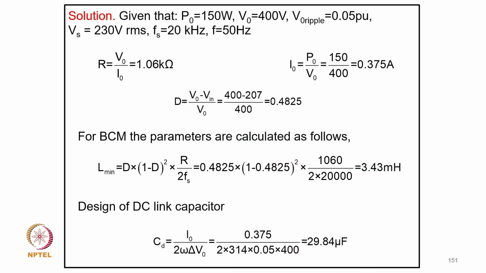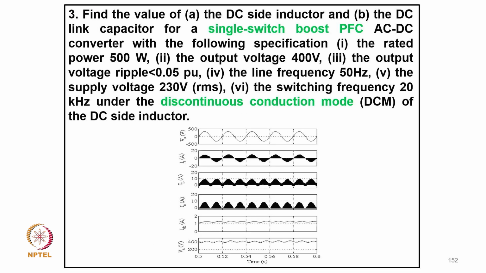So coming to the calculation, our equivalent load is Vo upon Io. It comes from the output, 400 squared divided by 150 watt, so it comes to 1.06 kilo ohm, and then we have the output current, 150 watt over 400 volt, 0.375, and the duty cycle, Vo minus Vin divided by Vo, so it gets 0.4825, and we can get the boundary condition corresponding to L minimum, that is equal to D into (1 minus D) squared into R upon 2 Fs. So we get 3.43 millihenry, and the design of the DC link capacitor Cd equal to Io upon 2 omega delta V, so it comes to 29.84 microfarad because of high voltage.